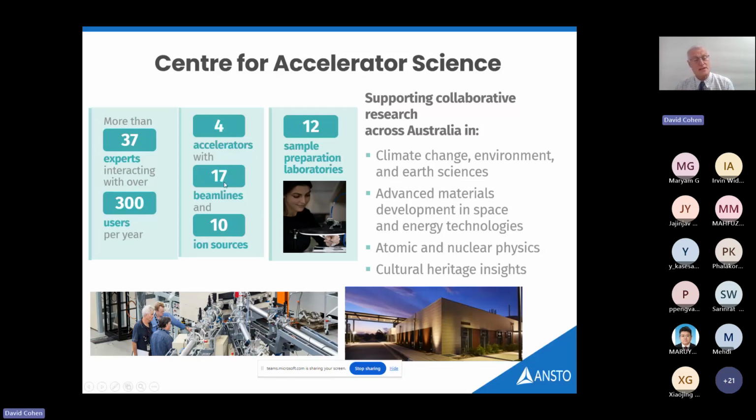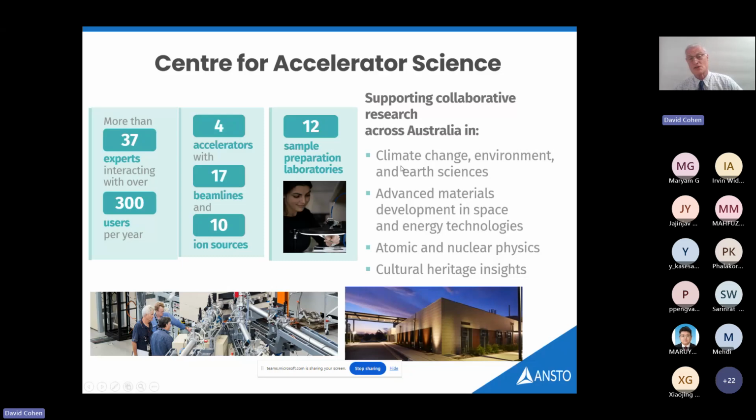And to feed these, we have 12 sample preparation laboratories. So the whole thing is quite a large concern. It's valued here at around $60 or $70 million. And it supports a wide range of collaborative research across Australia and internationally.